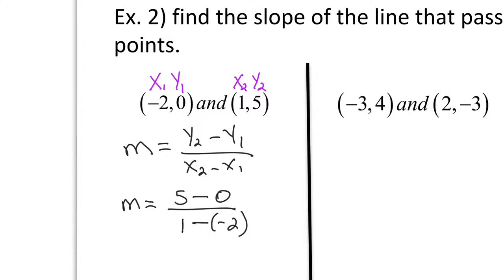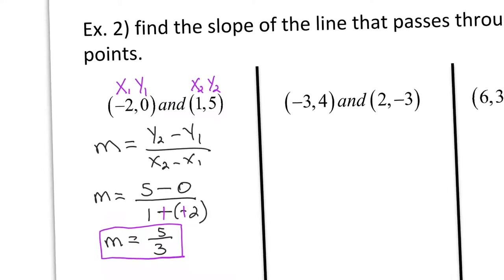What happens? Well, on the bottom, we have double negatives. So that's going to become positive. Double negative, you change that to positive. But let's go ahead and look at the top. M equals, on the top, 5 minus 0. That's going to be 5. And on the bottom, you have 1 plus positive 2, or you can say 1 plus 2. And 1 plus 2 is 3. So my slope is 5 over 3. We don't need that graph. We know what the slope is because we used the slope formula.